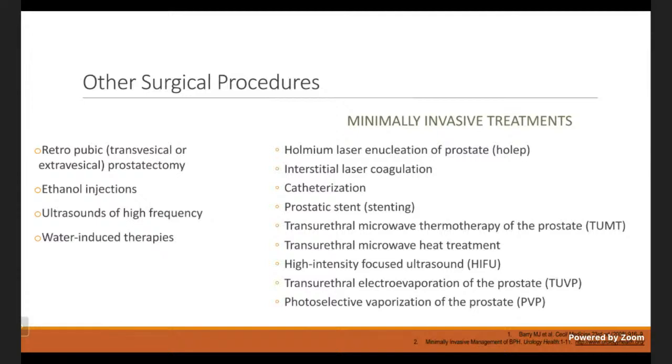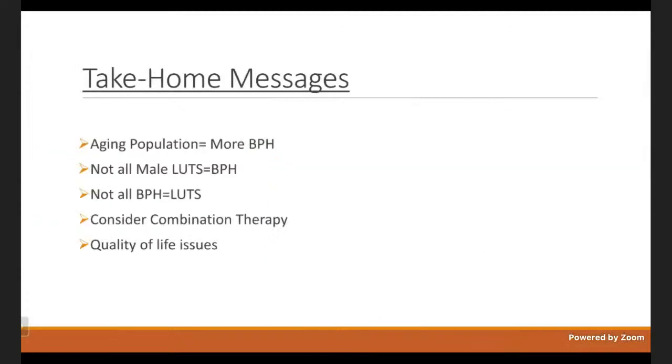But the most important thing in these patients is that TURP remains the gold standard surgical treatment for patients with BPH. All other treatments are still in the investigative phase, and none have been approved by the FDA or any other authority for treatment of patients. So moving on to the take-home message.